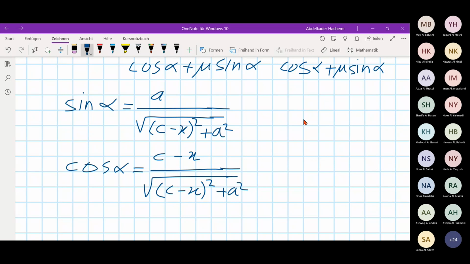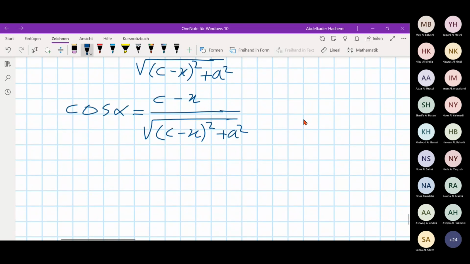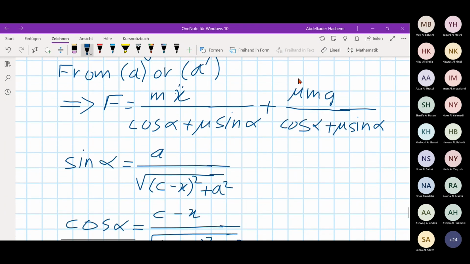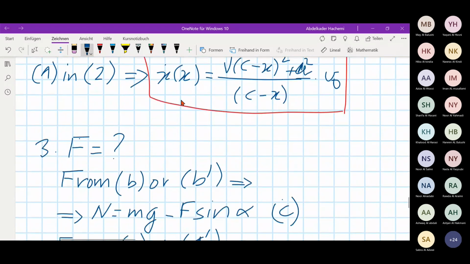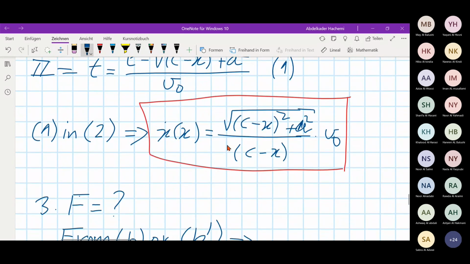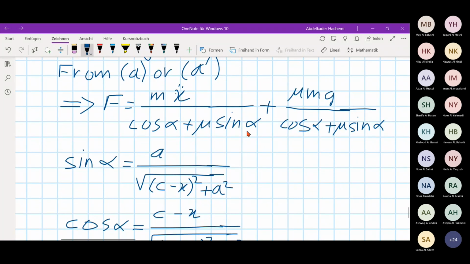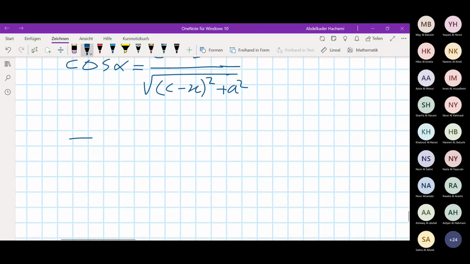Then we get the expression of F when we replace them, and of course we have x dot dot. As we said, we take the time derivative of this one, and then we get the expression of F. It's a long expression, you will see it in the solution. This is the principle.